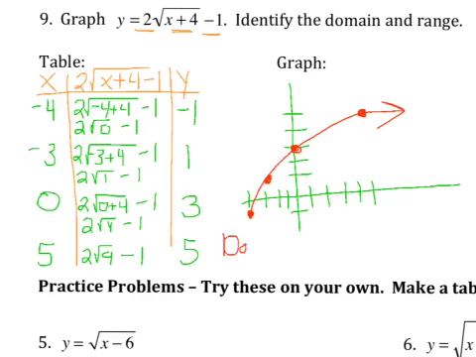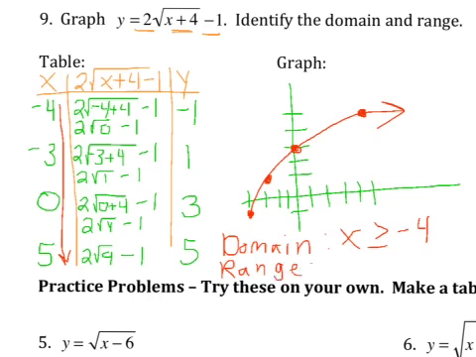The domain of our function, well, our smallest x was -4, and they went up from there. So x is greater than or equal to -4. Our range, our smallest y is at -1, and they went up. So y is greater than or equal to -1.